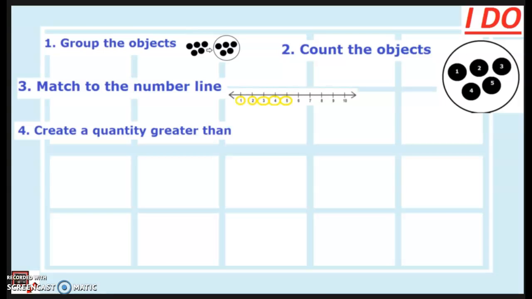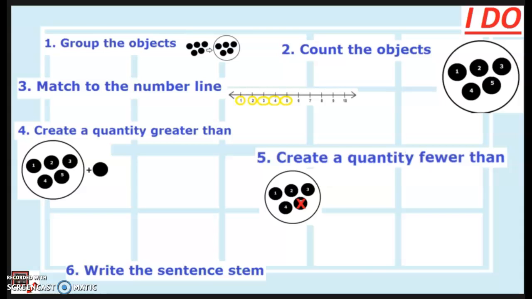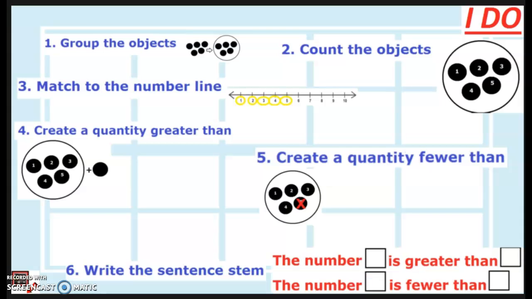From there, we're going to then create a quantity which is greater than, which means adding some. And then we're going to create a quantity that is fewer than, and that just means to take one away. After that, we're going to write the sentence stem, and that is always for us right now, the number blank is greater than blank, or the number blank is fewer than blank.